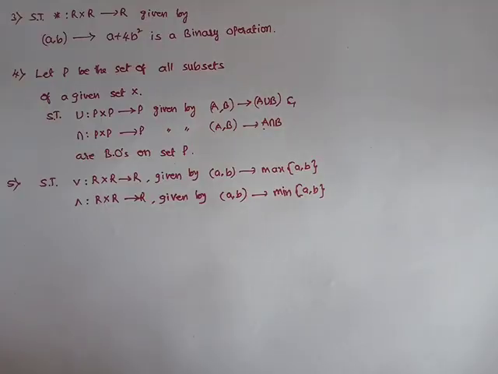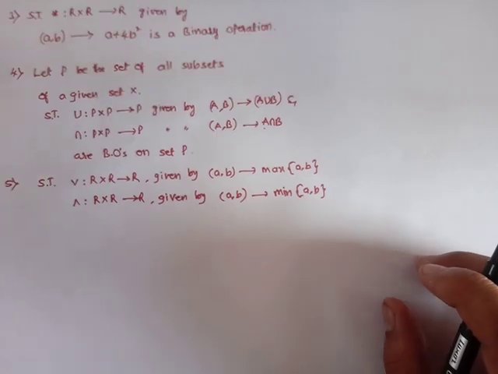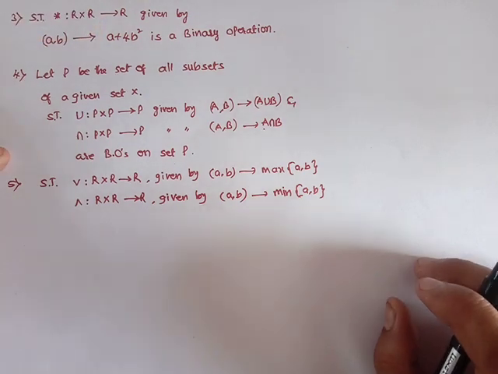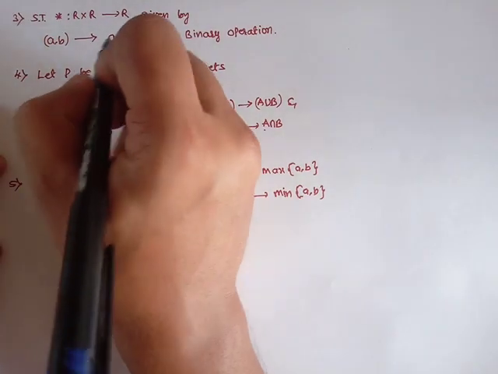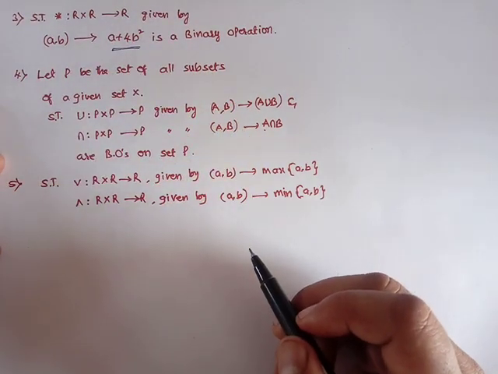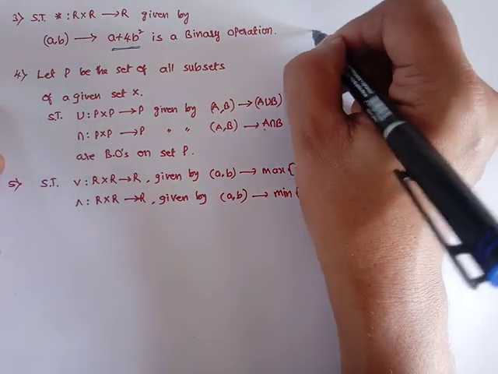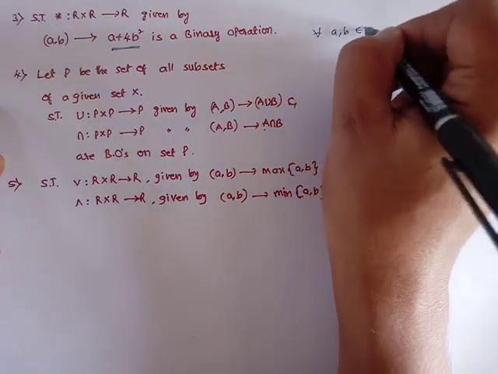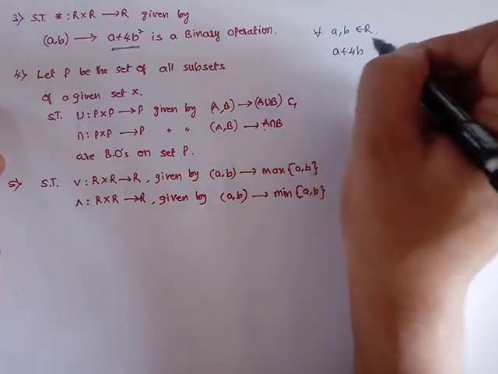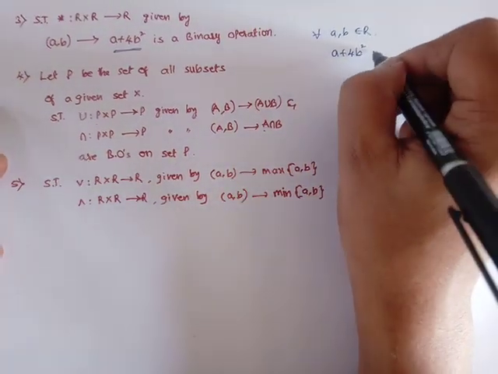As we already completed the definition of the binary operation, now coming to the third question: show that star, a mapping from R cross R to R given by a comma b equals a plus 4b square, is a binary operation. So simple, we check whether this particular element a plus 4b square belongs to R or not. So for all a comma b belonging to real numbers, does a plus 4b square belong to R or not?